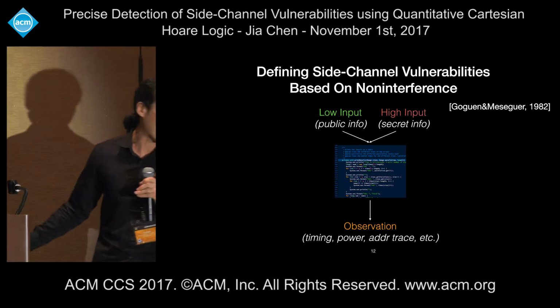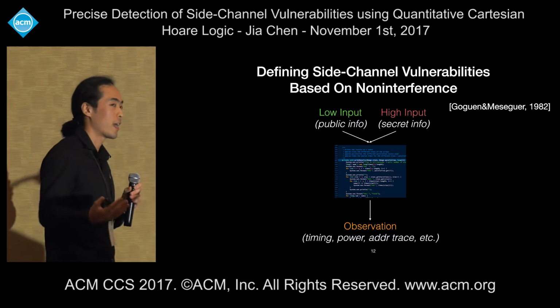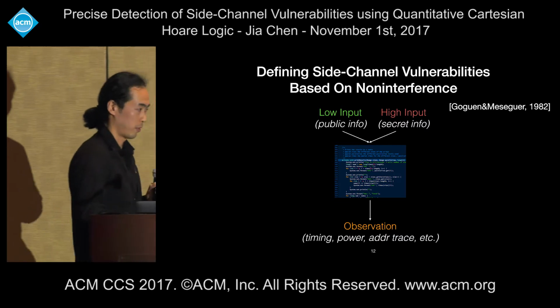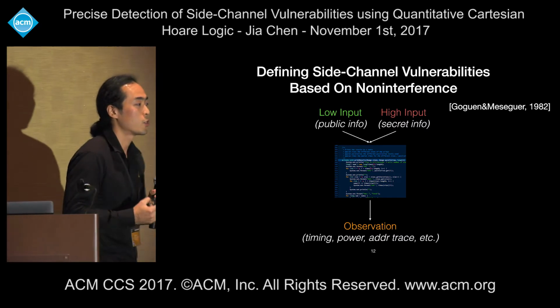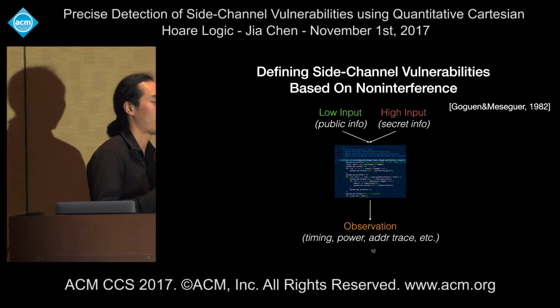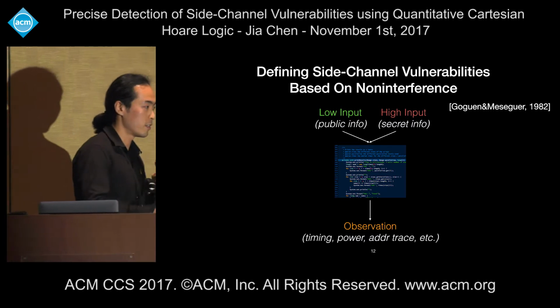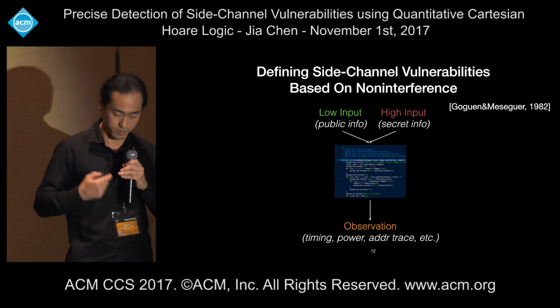And for the output, since we're talking about side channel vulnerabilities, we assume the attacker cannot directly observe the content of the output. Instead, the attacker may try to indirectly observe the program by measuring things such as the timing, the energy consumption, the memory traces, etc., and learn something about the secret.